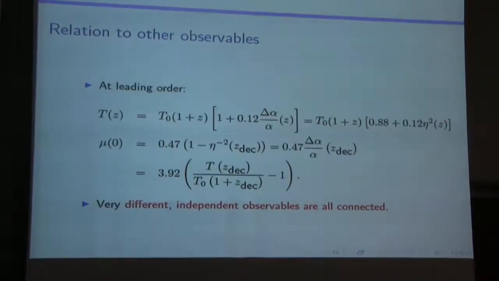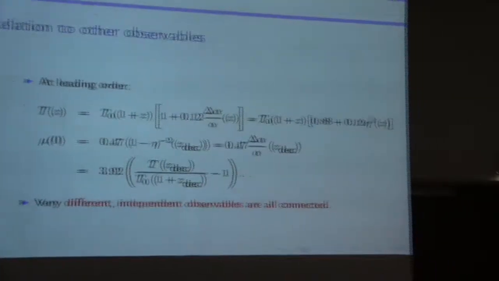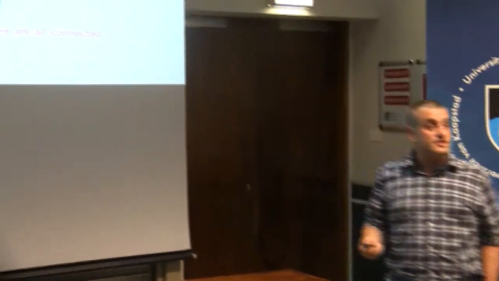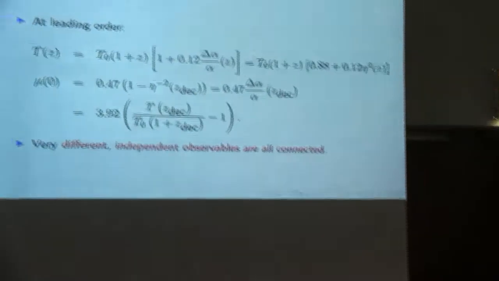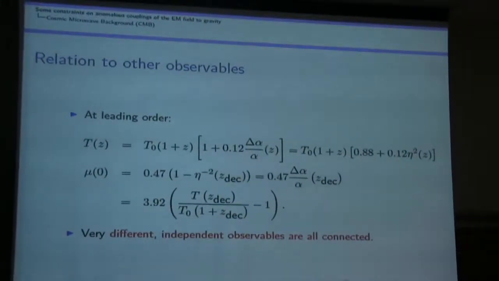So what is interesting, and I will come back to that in a few slides, but I can mention it already here, is that what we have here is 4 different observables, which are effectively all related. Okay? So there is no choice. Temperature of the CMB, variation of alpha, violations of the distance duality relation, and chemical potentials are all related. And this is independent of your theory of gravity.